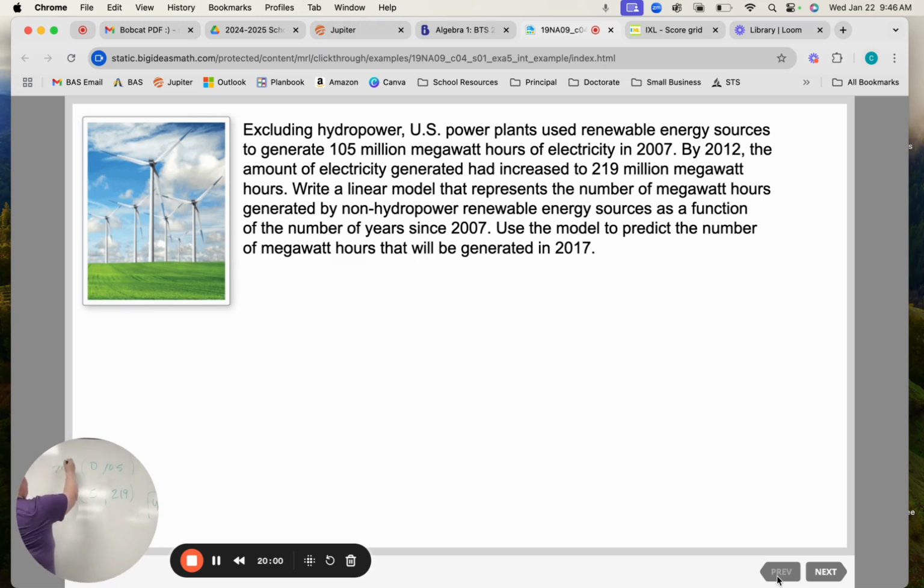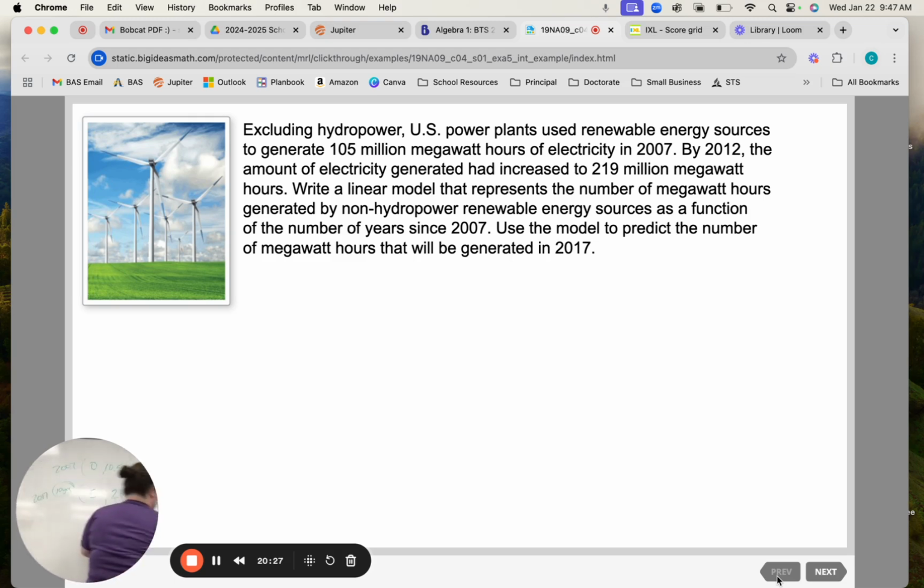So how many years later is 2017? That's another 5 from 2012, so it's 10 years. Okay, so I can take my 10, and where does 10 plug in? X. So y equals 114 over 5 times 10 plus 105. What's 114 over 5 times 10?